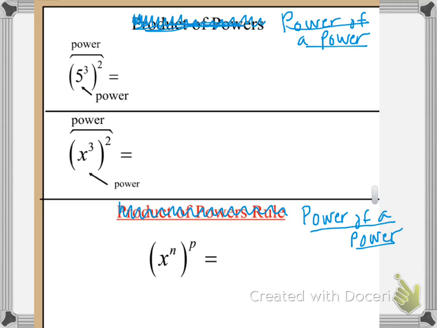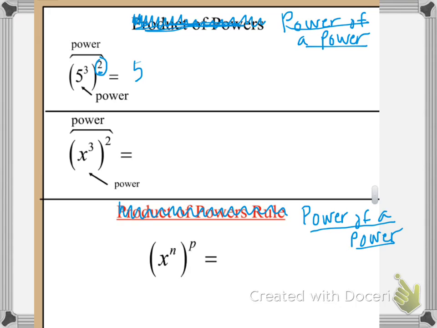So the power of a power rule says that if you have a power, 5 to the 3rd is a power, and that power is being raised to another exponent, it is called a power of a power. So let's look at what this means. The base of the 2 here is 5 to the 3rd.